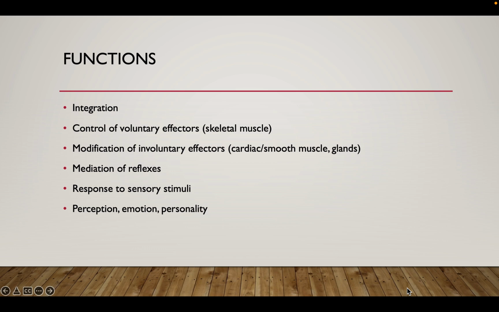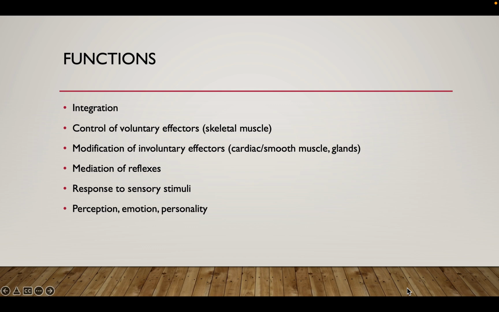We'll compare and contrast the nervous system and endocrine system a little bit. And some different structures that we associate with the nervous system can sometimes be associated with the endocrine system as well. We have control of voluntary effectors, so things like our skeletal muscle. We know that our skeletal muscle is a voluntary type of muscle tissue. And again, like we just said, by innervating that skeletal muscle, we can cause contraction and movement.